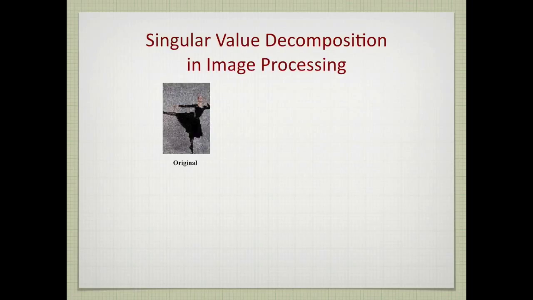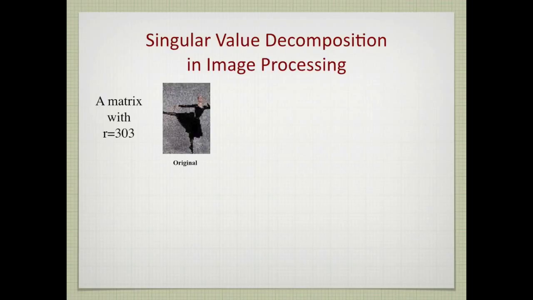So here's a picture of a ballerina dancing. And this image is a matrix with a rank of 303. So 303 rows in this matrix are independent. So there are 303 independent pieces of information in that matrix. Okay? And they all together, when put together, give you that image of this dancing ballerina.